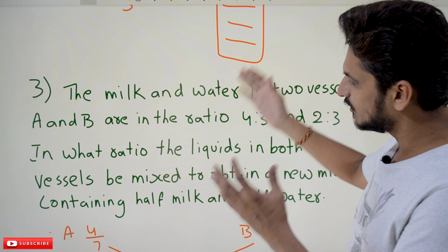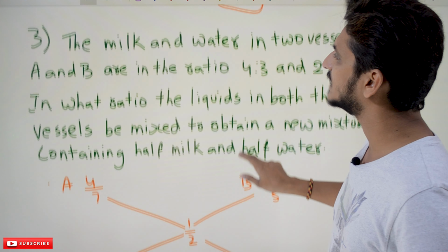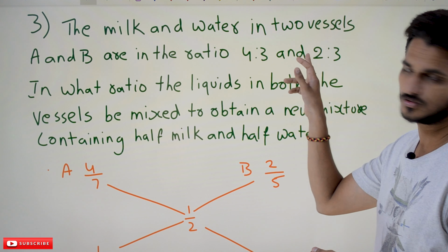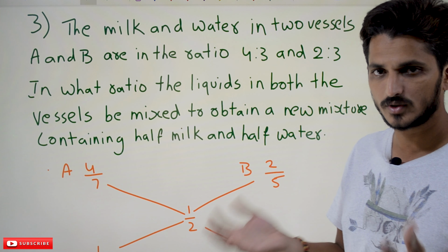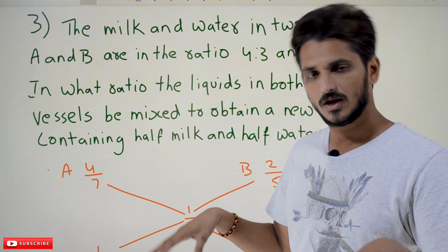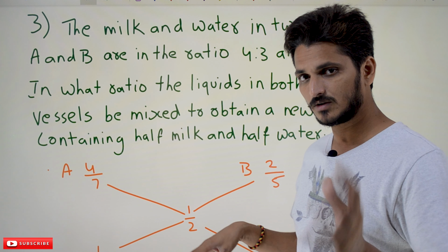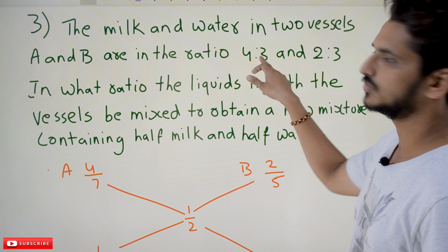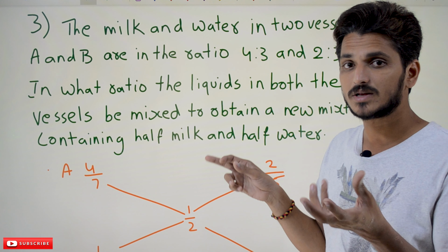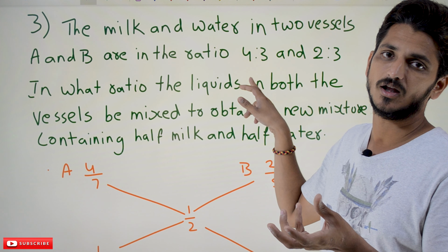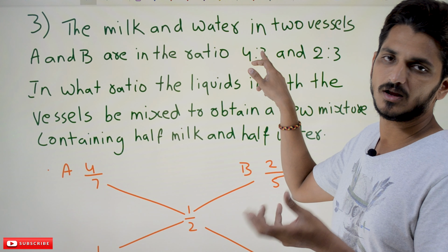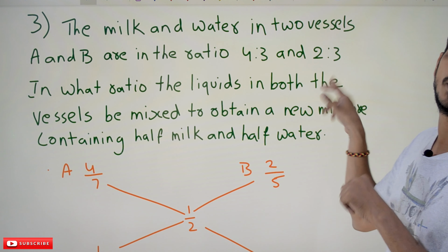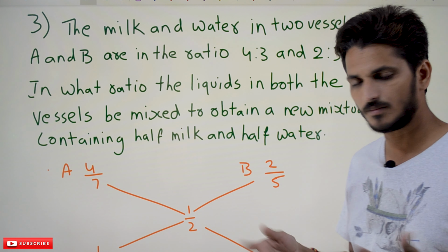Now, for practice, we will do one more similar example. The milk and water in 2 vessels A and B are in the ratios 4:3 and 2:3. The 2 vessels contain 2 separate mixtures of milk and water. One vessel contains milk and water in the ratio 4:3, meaning what's the milk fraction? 4 by 7, since 4 plus 3 is 7. In the other vessel, what is the milk fraction? 2 by 5. That's it. The remaining thing is the same.